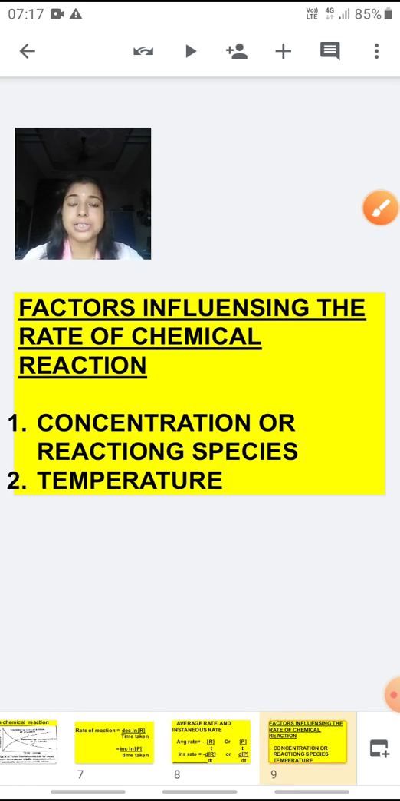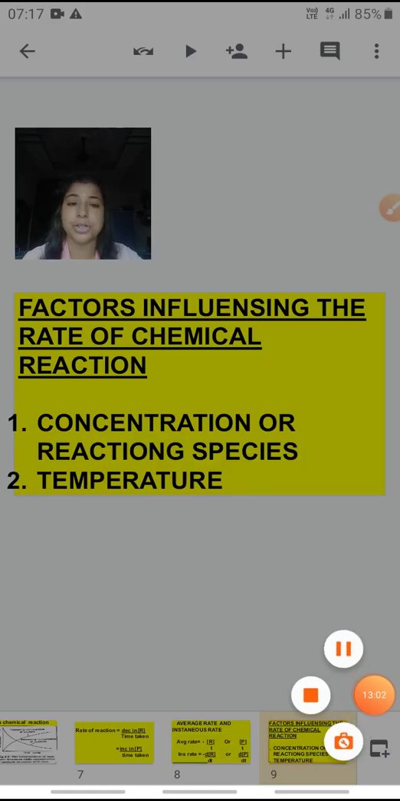Now children, next we have to start with the factors which influence the rate of a chemical reaction. Now what all factors are there which influence the rate of a chemical reaction? The first factor is concentration of reacting species. If the reactant is more, the rate of reaction will always be more.